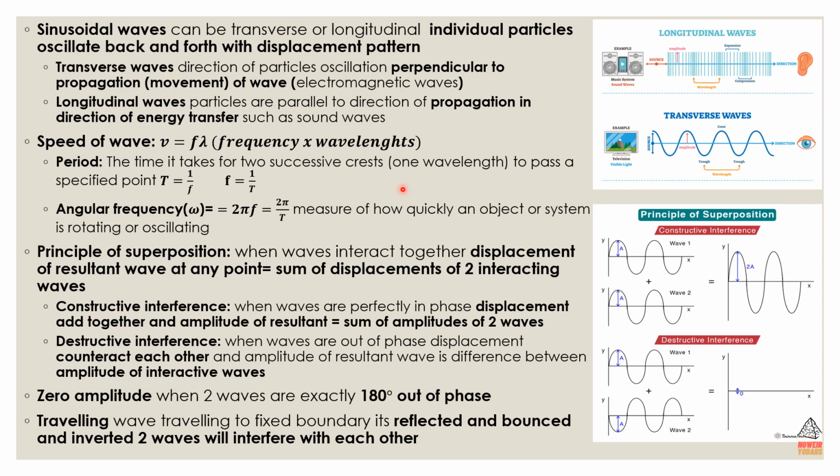So I want to explain the principle of superposition more. If they meet at different phases, like I said, they may interact destructively, or they can result in a wave with double amplitude. So constructive interference is when waves are perfectly in phase. Like here, for instance, you got the same phase here, and you got the same phase here.